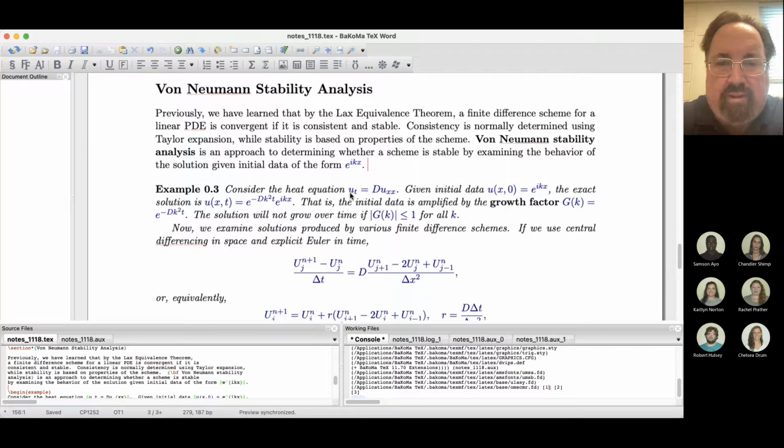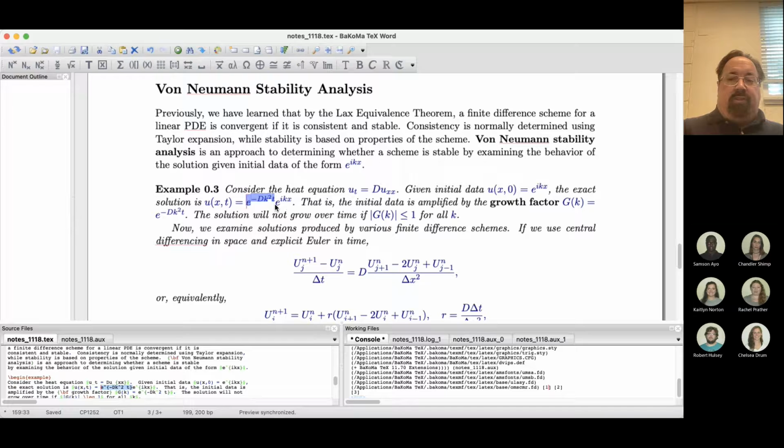So here's your heat equation. We just go ahead and use e to the ikx for the initial data. And for the heat equation, we're not dealing with boundary conditions or anything like that. We know what the exact solution is supposed to be. Basically, e to the ikx, and you're multiplying it by e to the minus D k squared t, where D is a diffusion coefficient and k is the frequency of your wave. So your exact solution is just a multiple of your initial data, and this multiple is called the growth factor.